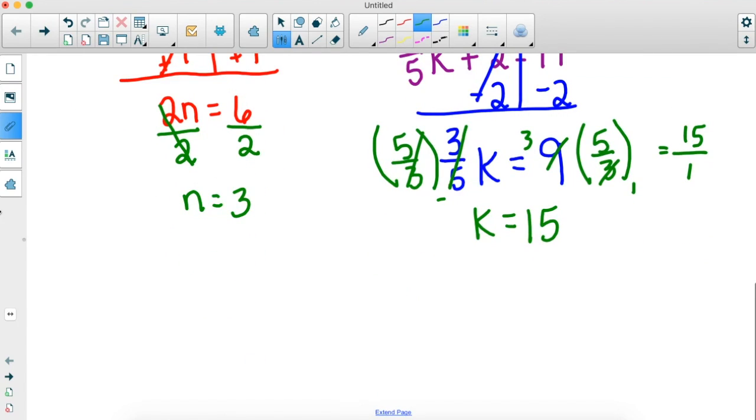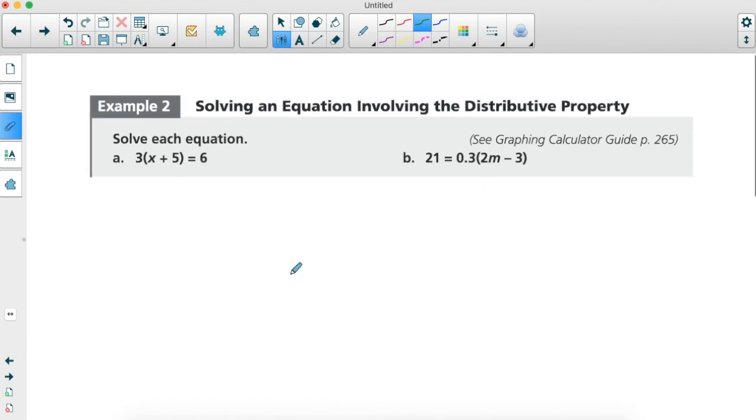The next example, letter A, we are solving an equation involving the distributive property. So A says 3 times the sum of x plus 5 equals 6. Okay, so I'm going to write the equation first. 3(x plus 5) equals 6.